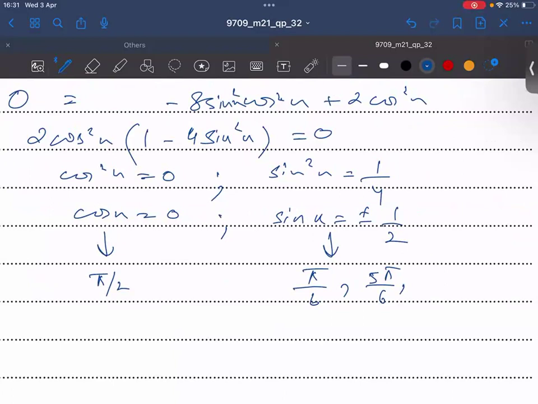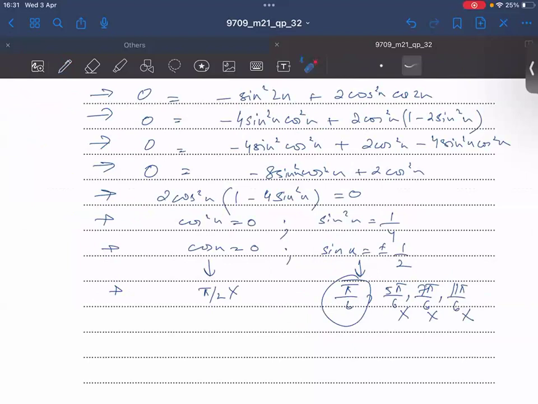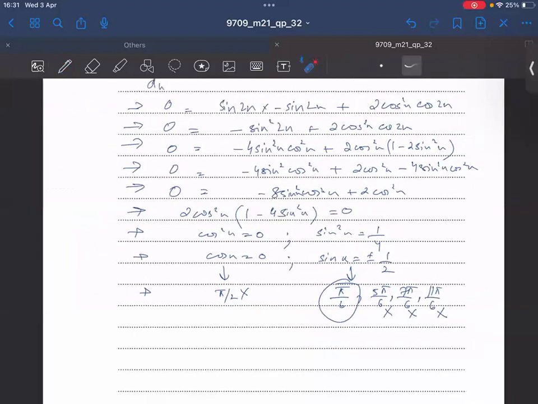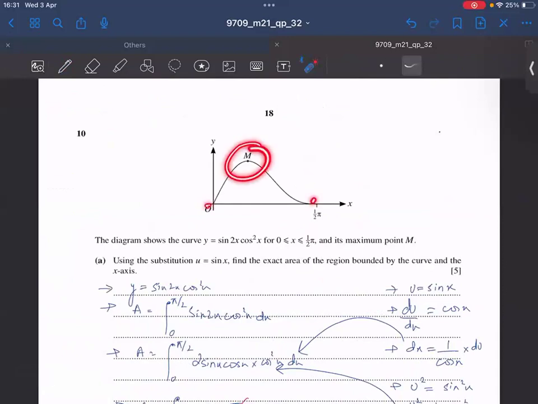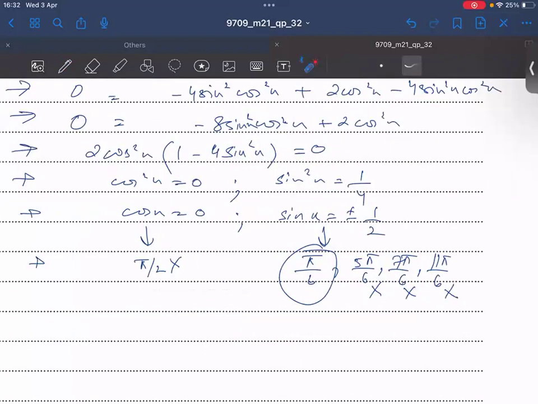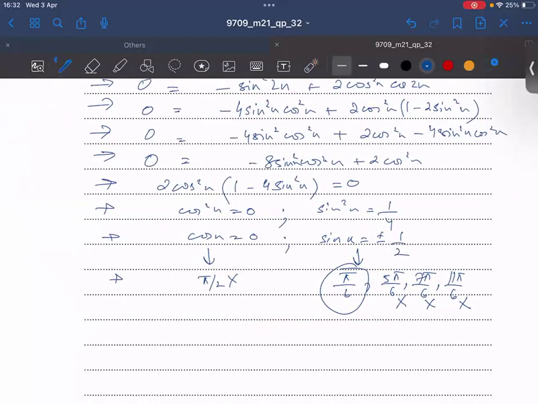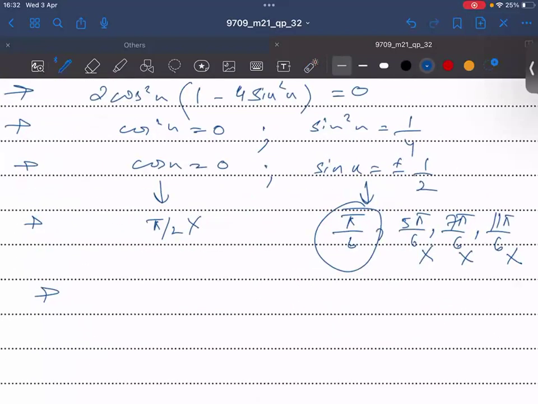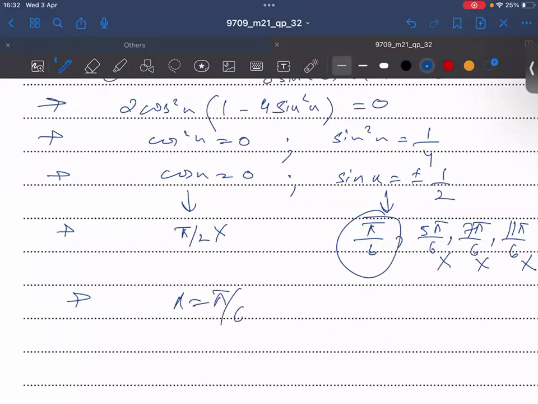You're going to get 7 pi by 6 and you're going to get 11 pi by 6. But this could not be m. This is m, the x coordinate, because this is the only value of x that is lying between 0 to pi by 2. So this would be the value of m. Now I could substitute in the equation of y, but I'm just asked to calculate the x coordinate. Just pi by 6. Is it clear or not?